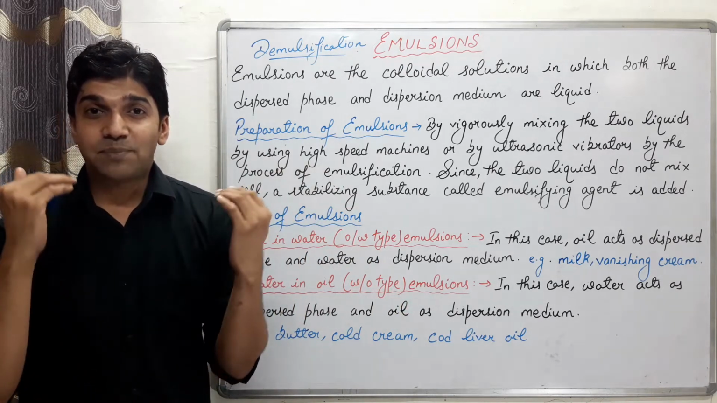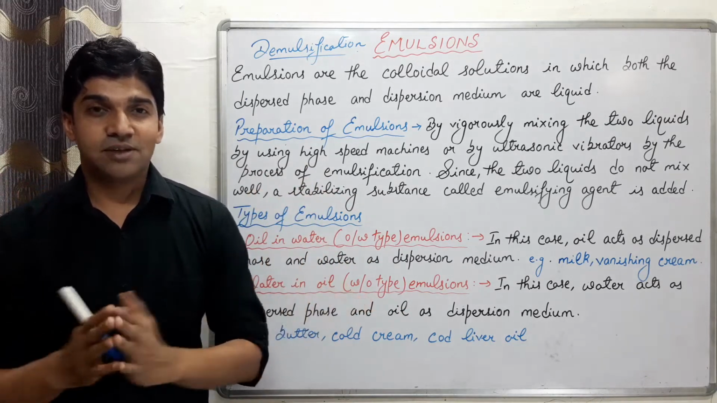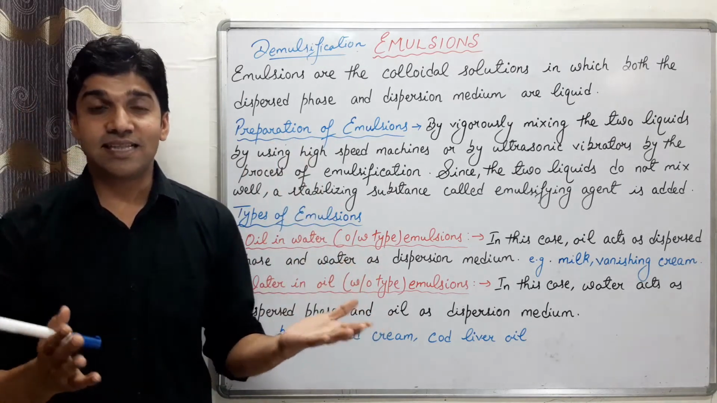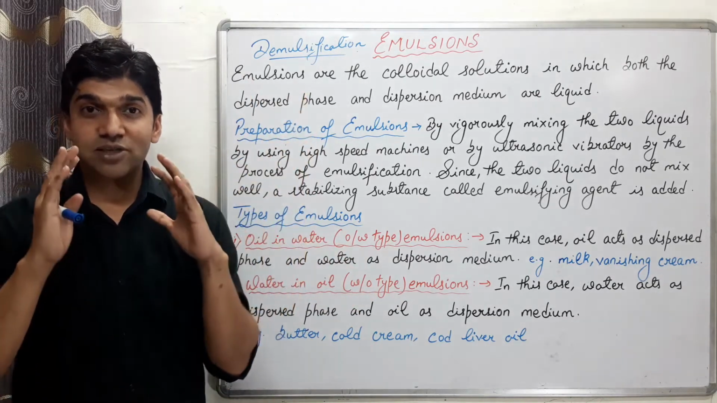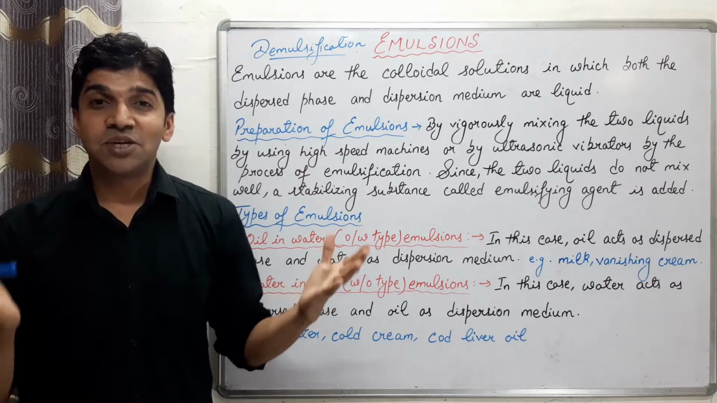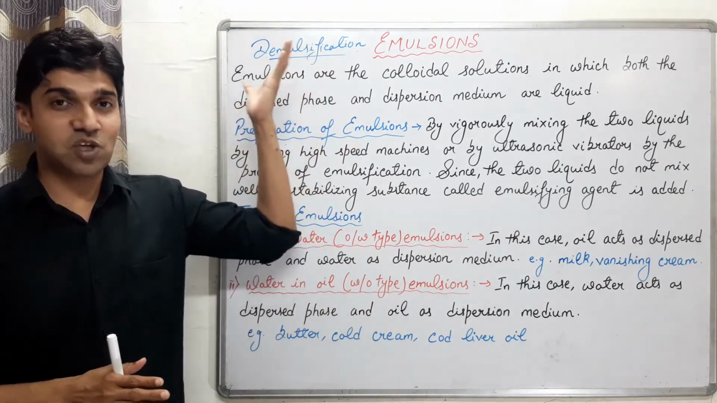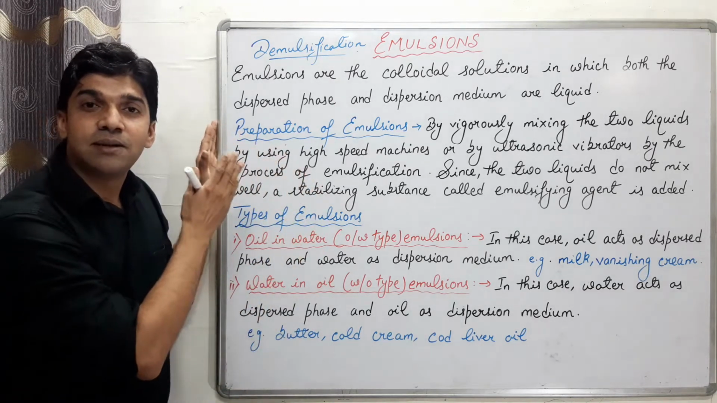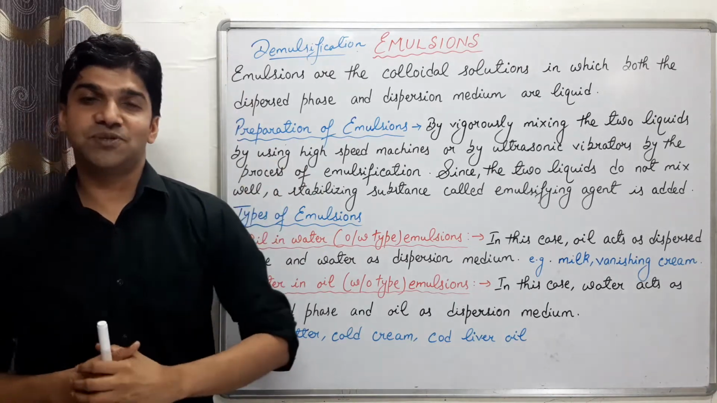For example, we can separate cream from milk. How? By the process of centrifugation. We can separate fat from milk. How? By freezing it in the refrigerator. That is called demulsification. The process of decomposing emulsions back into its constituent liquids. That is called demulsification. तो आप इसको भी नोट कर लेना. What is demulsification? So that's about the emulsions, preparation of emulsions, types of emulsions, and demulsification.